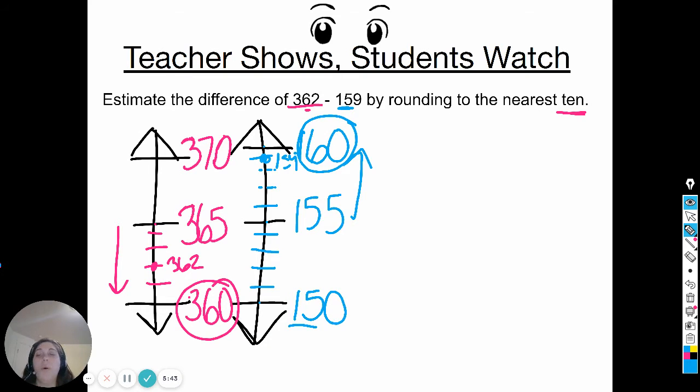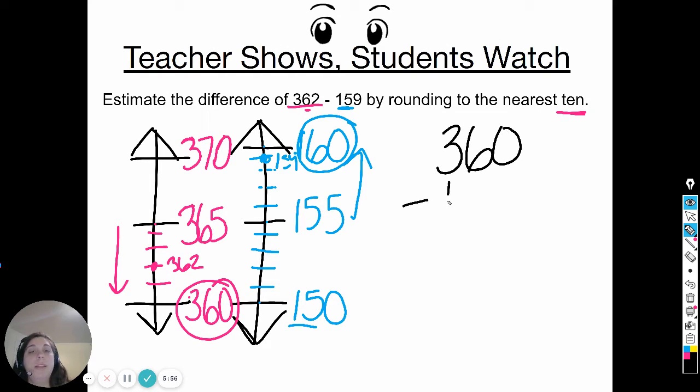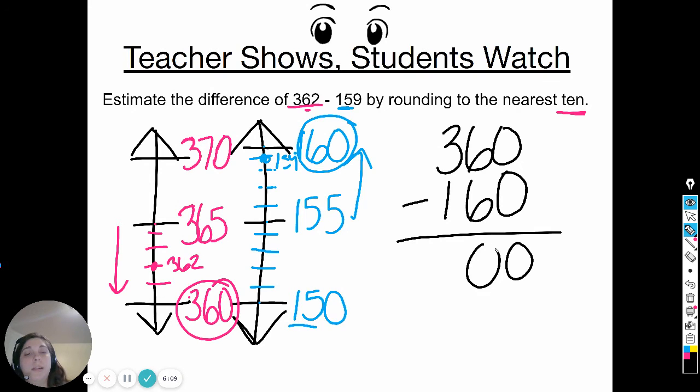Now that I've figured out what both of my numbers round to, I can go ahead and set up my subtraction problem. 360 minus 160. Step 1, start in the ones. 0 minus 0 is 0. 6 tens minus 6 tens is 0. 300s minus 100 is 2. So this difference rounded to the nearest 10 is 200.